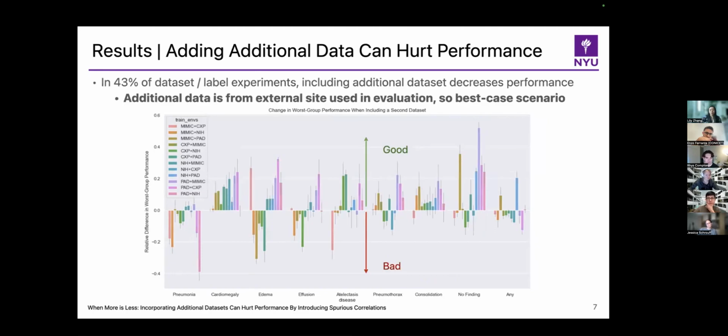As you can see, we have the somewhat surprising result that often, in our case around 43% of these different data set and label experiments, including this additional data set actually decreases performance. And again, this additional data set is from the same site that we used in evaluation. So it's really a best case scenario for adding data because we're evaluating on that same test domain as well.